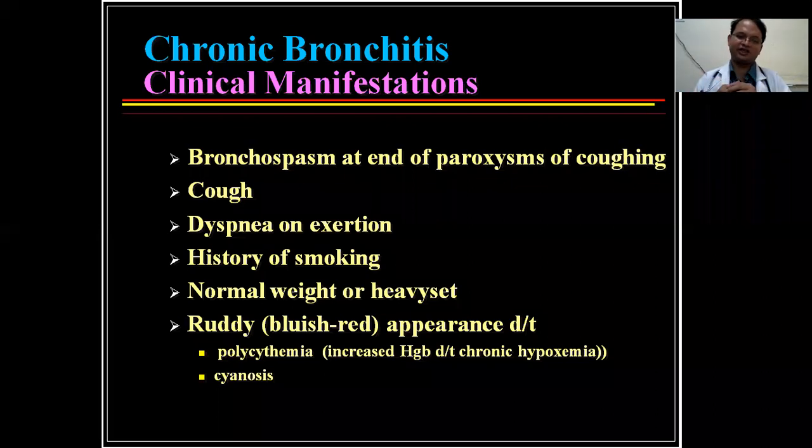The patient's skin appearance will be ruddy or bluish red appearance. This is due to the presence of polycythemia. This polycythemia is due to the chronic presence of hypoxemia. The oxygen levels will be low. To counter that, the blood generates more amount of hemoglobin. This increased hemoglobin is seen in the patients who are suffering with chronic bronchitis. Polycythemia, cyanosis also will be present in them.